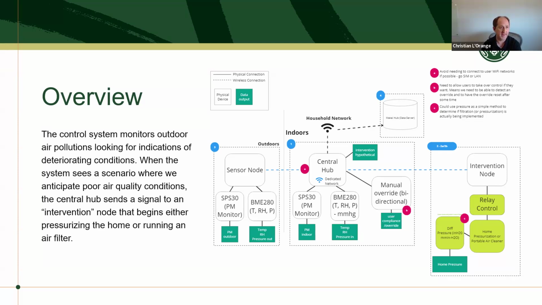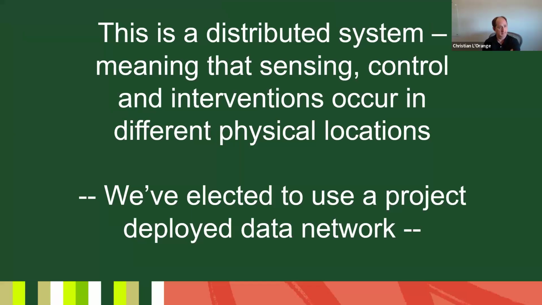Now, just one quick thing to add there. What Carson is going to be talking about primarily is the sensor node, the central hub, the anticipatory stuff. The intervention node is what Jordan is doing, that I think we'll have an update on here soon. So that's going on, just not part of what Carson is talking about today.